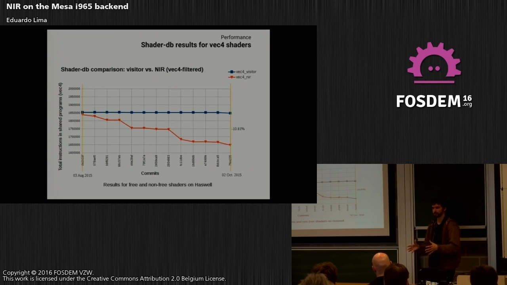Shader-db is a collection of shaders from the real world. There's a free part that you get when you clone the repo, and then there's a collection of non-free shaders that you don't necessarily have access to. But the interesting part is all the non-free shaders. They come from all the popular games, thousands of shaders.